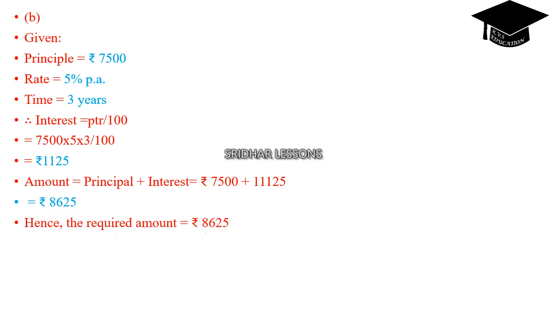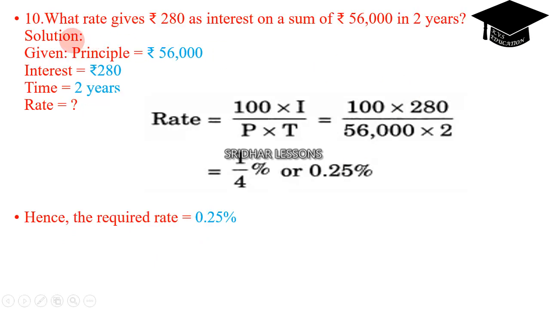Next, question number 10. What rate gives 280 rupees as interest on a sum of 56,000 in 2 years? Given the principal amount is 56,000 rupees, interest is equal to 280 rupees, and the time is equal to 2 years. So we have to find the value of R, the rate.